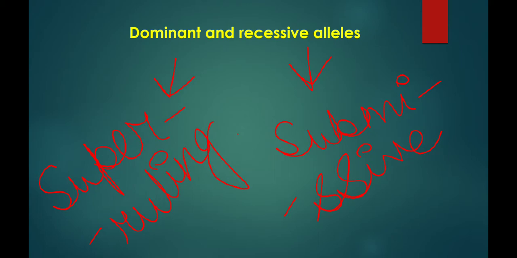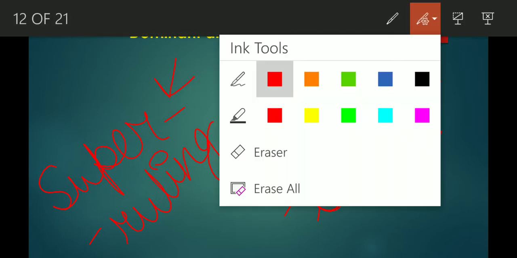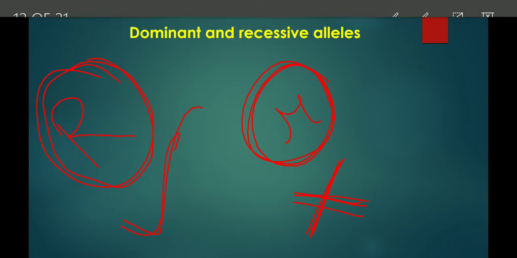Okay. We represent dominant allele in capital letter and recessive allele in small letter. For example, again if we take the example of tongue rolling, let's consider the dominant allele as R, written in capital letter, which helps in the rolling of the tongue. And the recessive allele is small r. This allele, when present in the absence of any dominant allele, doesn't allow the tongue to roll. Okay, so this is the dominant allele and the recessive allele.